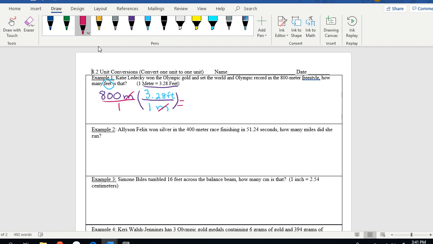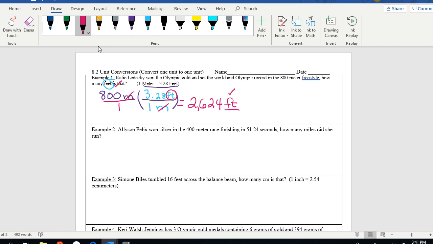So I'm going to get my handy dandy calculator. I got my calculator warmed up. 800 times 3.28, and it gives me 2,624 feet. And I always want to write the units that I'm ending in. That's what's left right here. So that's what the question's asking for. So I'm done. There's my answer.